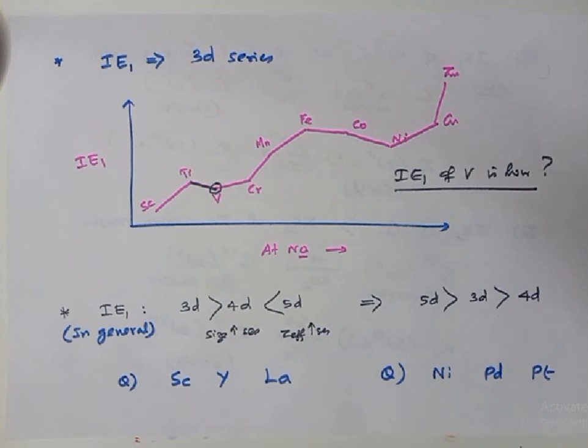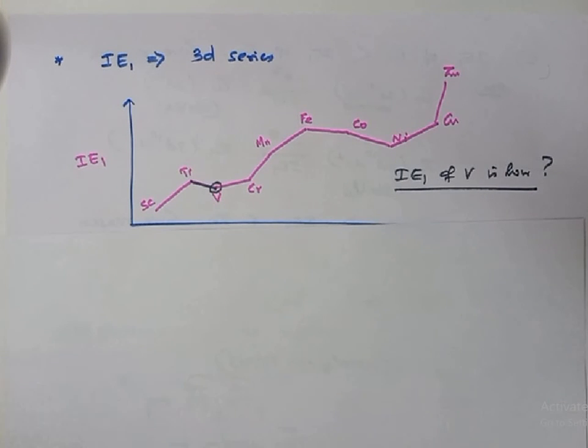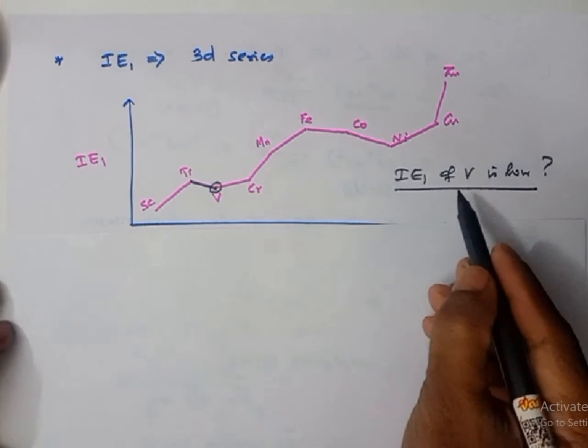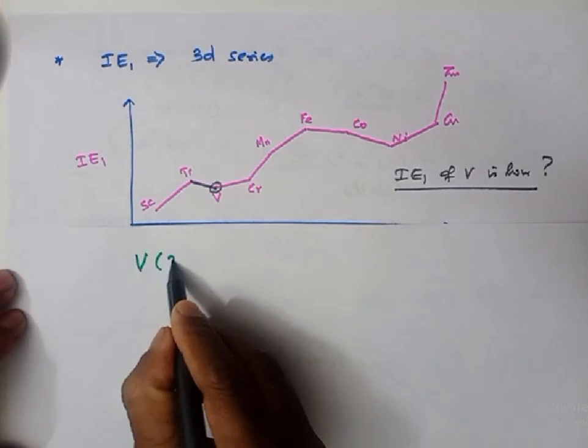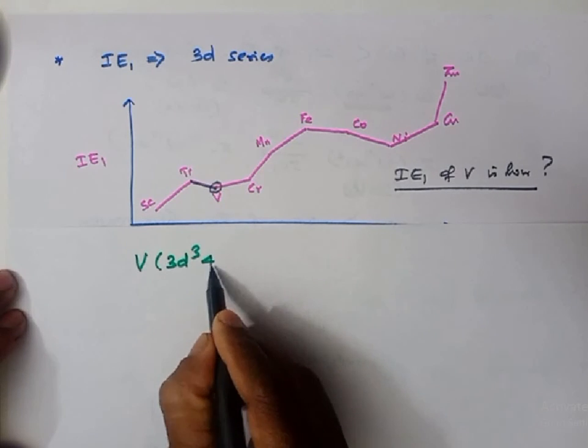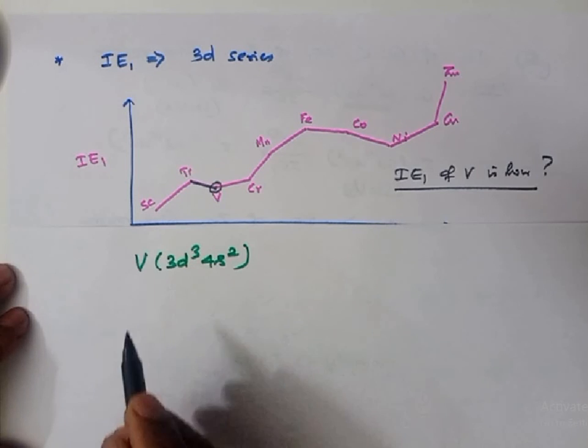Why? What's the reason? Students, observe carefully. Let me discuss this on a separate page. Observe this carefully, a very important point. Why is the first ionization energy of vanadium low? Vanadium, what's the electronic configuration? 3d3 4s2. Students, in the d subshell we have 3 electrons.